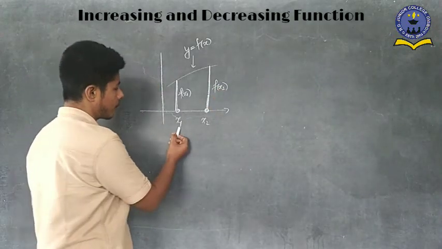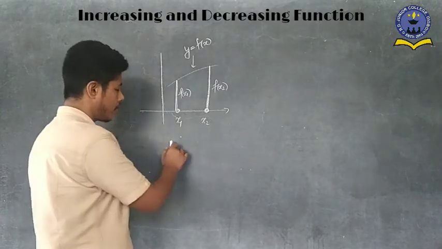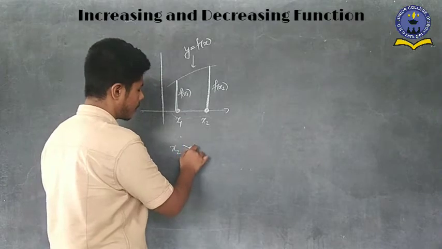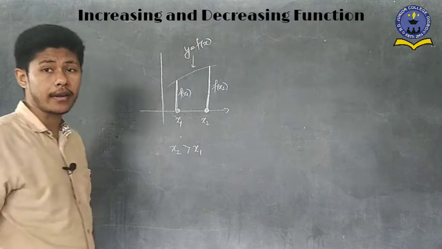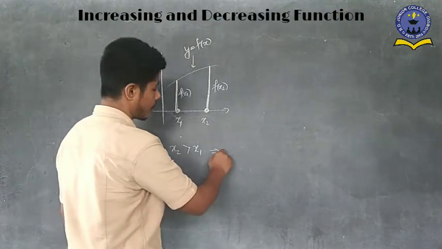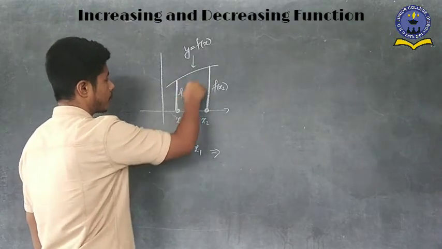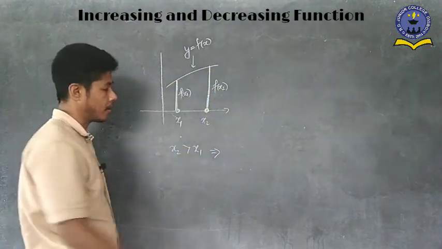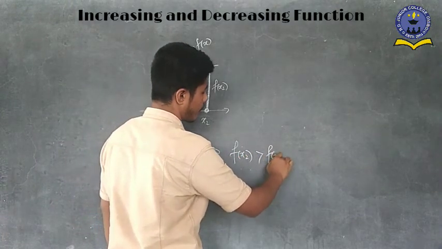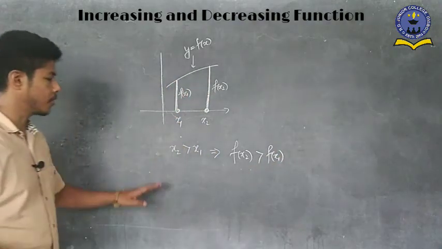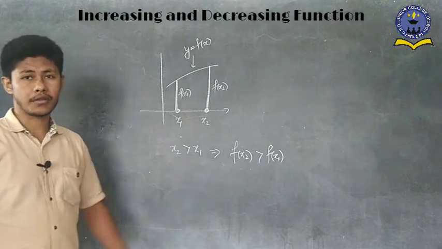Now, in between these two, which coordinate is greater? Obviously x2 is greater here. In each and every case we get x2 greater than x1, that means the coordinate x2 is greater than x1. Since the curve increases here, which length is greater? Obviously f of x2 is greater. So we write f of x2 is greater than f of x1. This is the condition of strictly increasing.